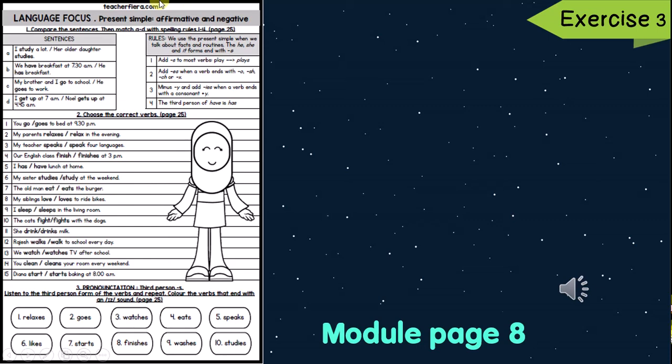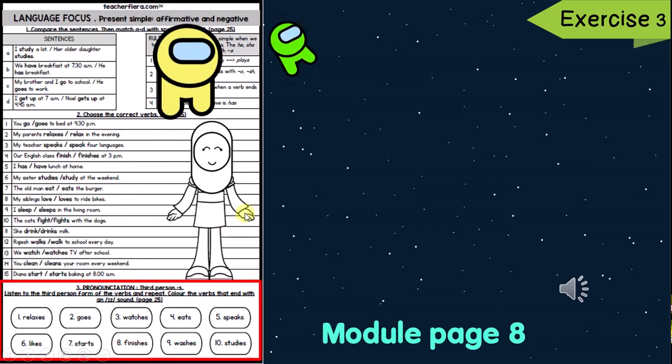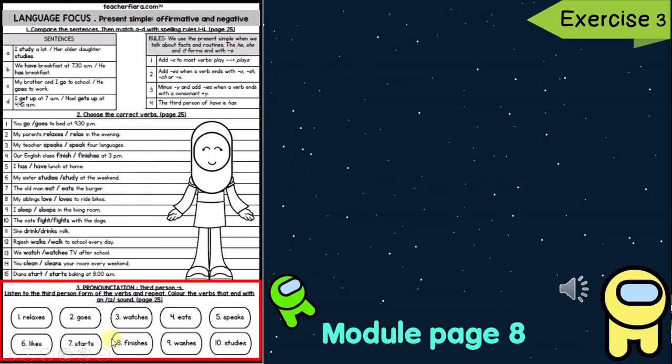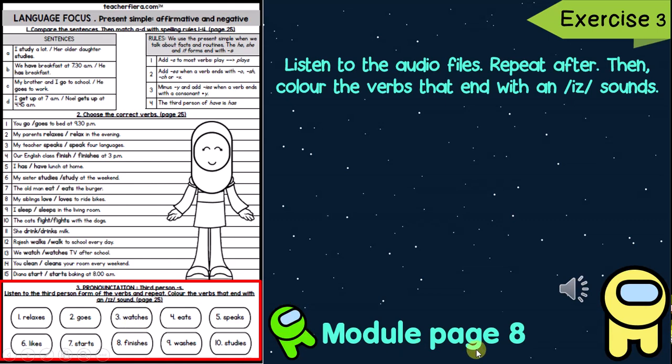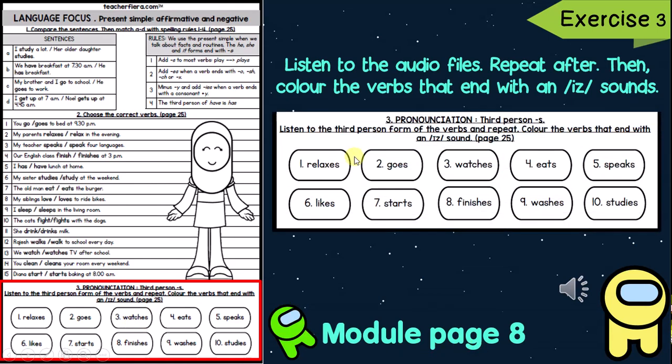Okay. Next, exercise 3. This is exercise 3. We are still on the same page, module, page 8. Right, for this one, you have to listen to the audio files. And then you have to repeat after. Then you have to color the verb that end with an is sound. Okay, faham ke tidak tu? Okay, kejap lagi kita akan dengarkan satu audio. Okay, dengar. And then try to repeat after, ulang, sama-sama sebut walaupun dekat rumah.